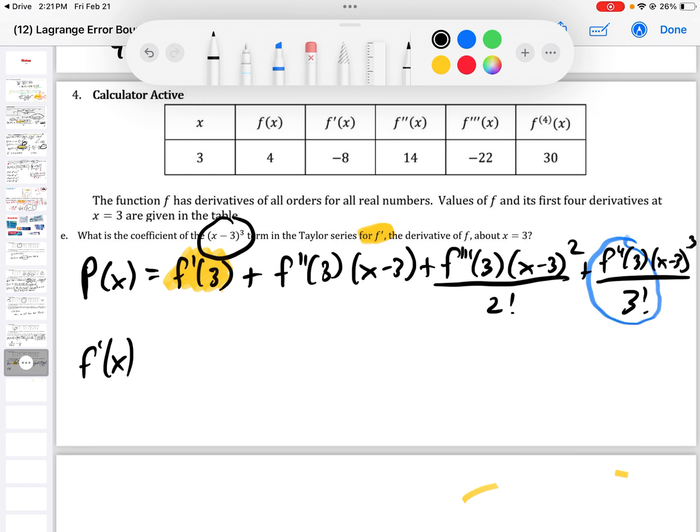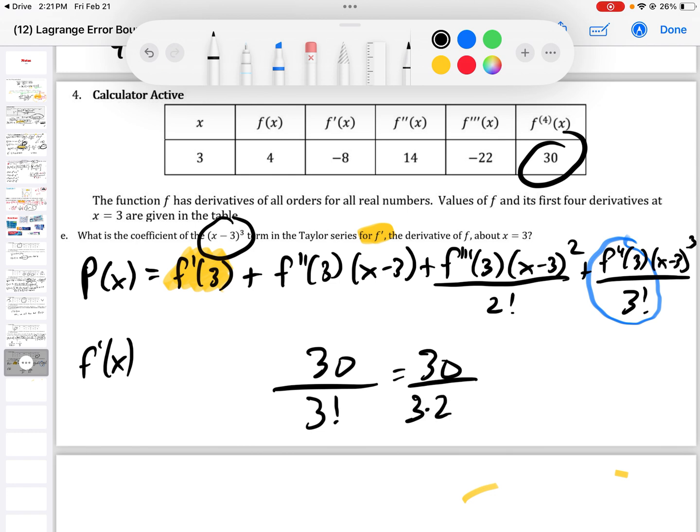So our coefficient is going to be this part right here. The fourth derivative evaluated at 3 is 30, over 3 factorial, which is 30 over 3 times 2. So what is that? 5.